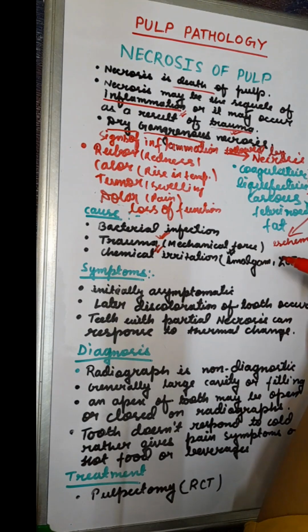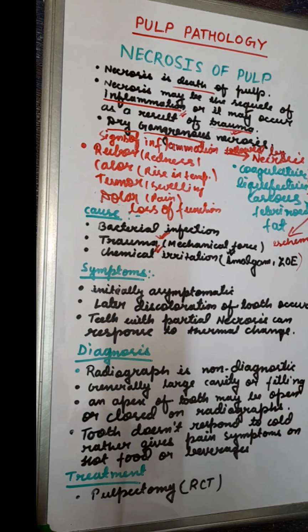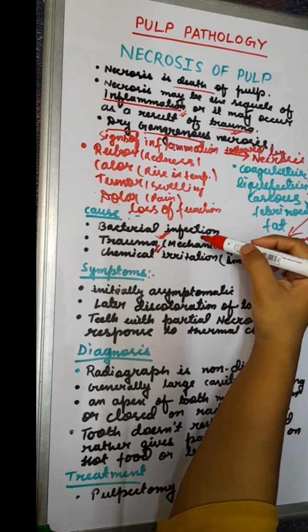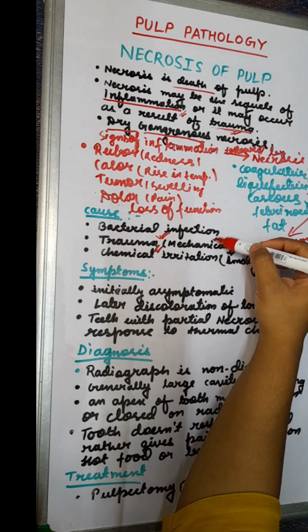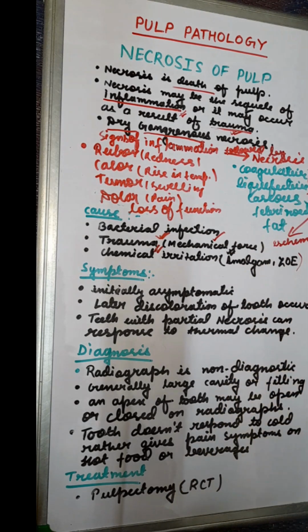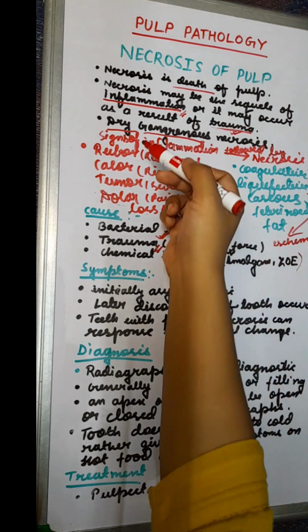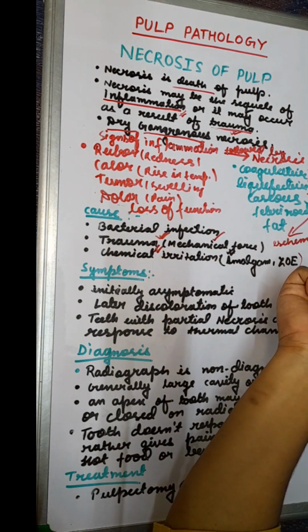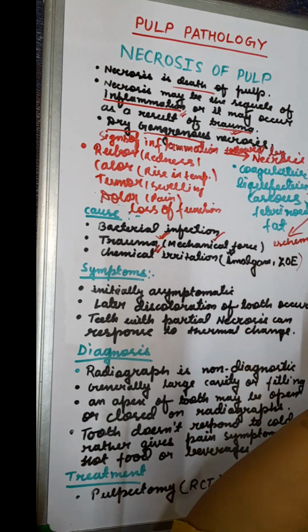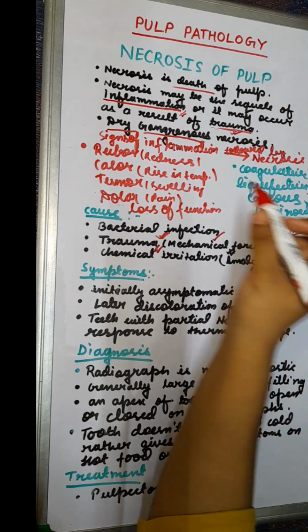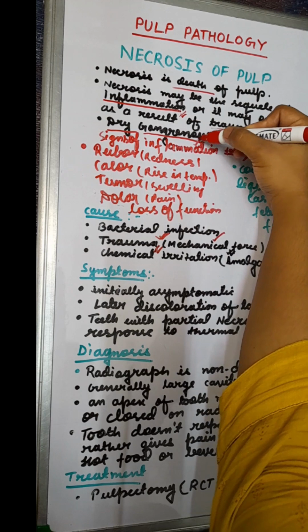So the cause of necrosis of pulp could be either bacterial infection or trauma or some chemical irritation. Chemicals could be like amalgam restoration, zinc oxide, eugenol, or any other dental material. So the bacterial infection will cause the inflammation of the pulp and further the necrosis or death of the pulp. So the necrosis of the pulp is categorized under dry gangrenous necrosis.